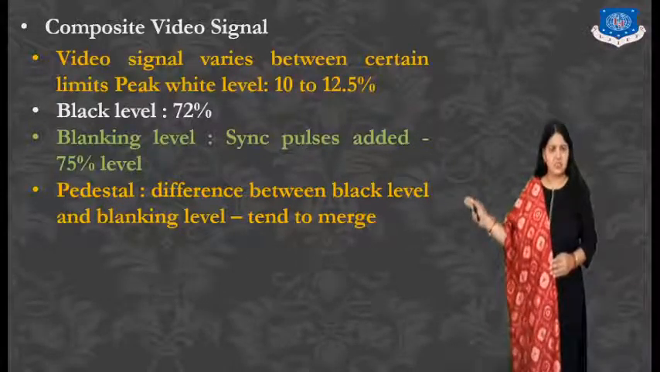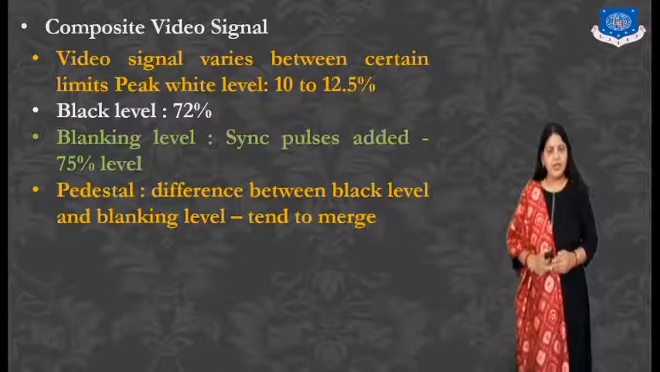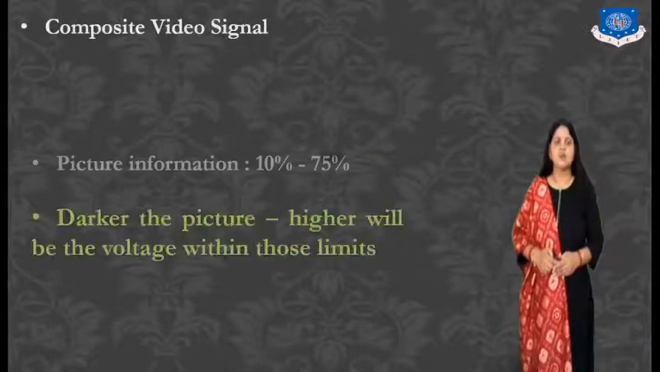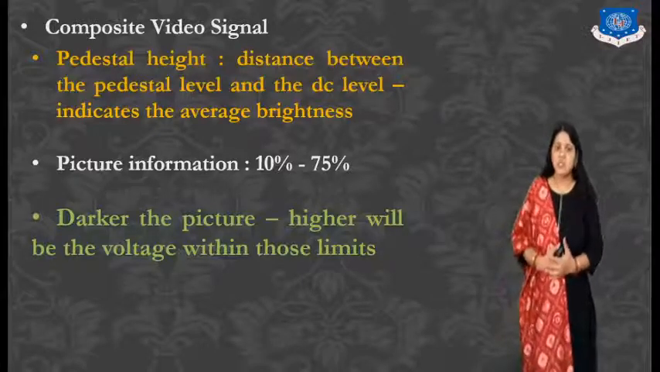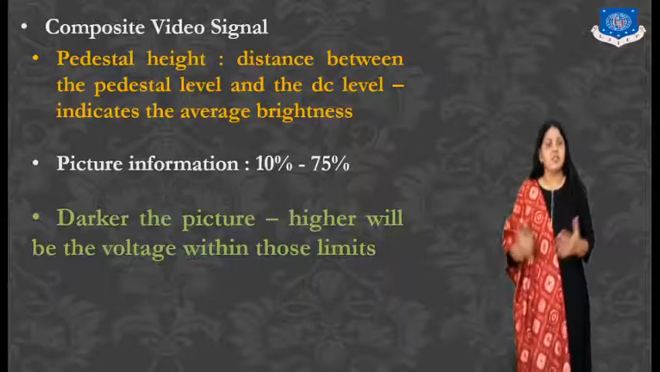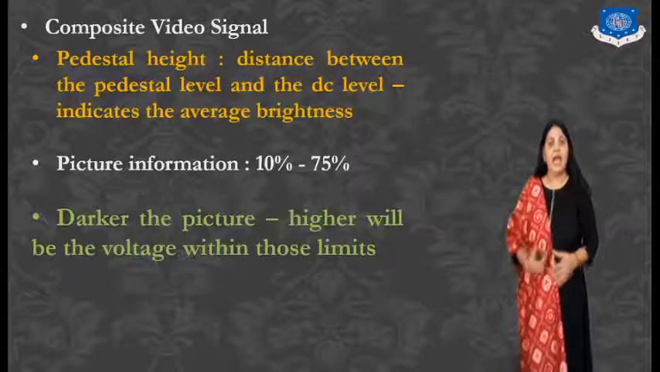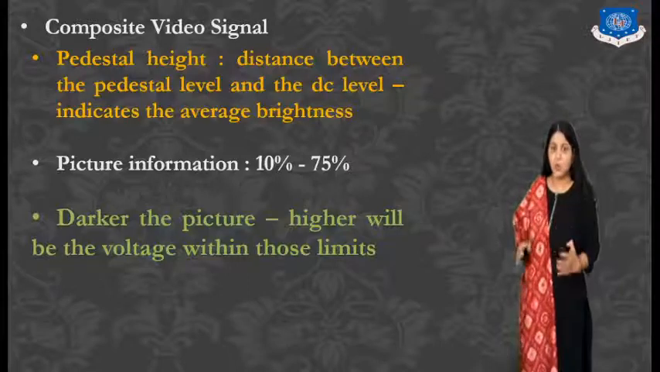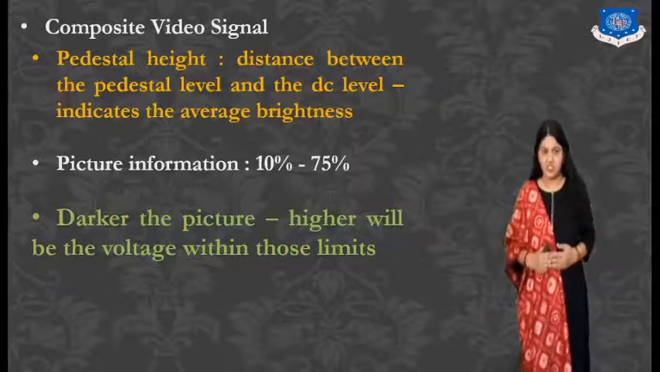Next is the pedestal. The difference between the black level and the blanking level is known as the pedestal level. In this composite video signal, these are all the portions that we can see in the figure. The pedestal height is the distance between the pedestal level and the DC level. If we adjust the pedestal level, the average brightness of the picture can be changed.